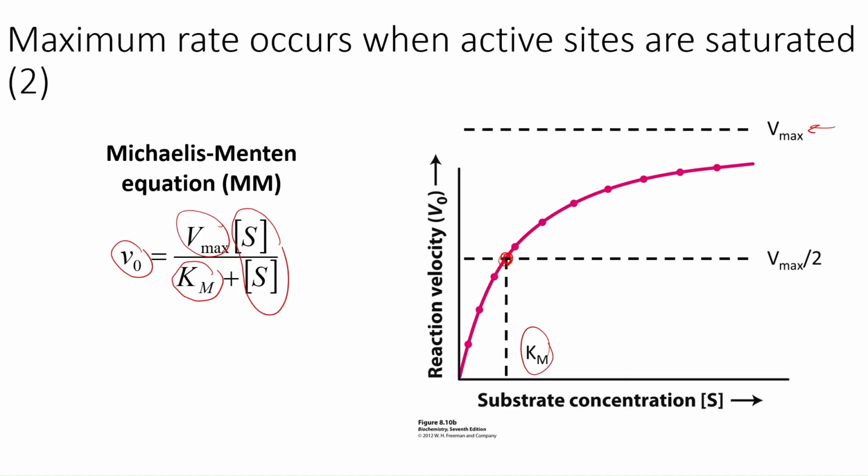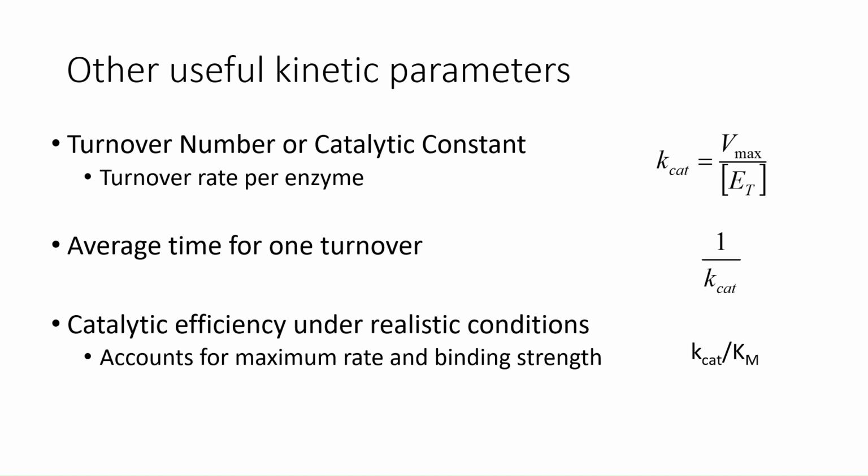So that's one really helpful kinetic parameter that can help us learn a lot about the rate of a reaction. And there are also a number of other useful kinetic parameters that we are going to be considering as we talk more about enzyme kinetics throughout this chapter. The first one of those is called the turnover number, or the catalytic constant. That's Kcat, and it's defined as the Vmax divided by the total concentration of enzyme present. This is telling us the turnover rate per enzyme, or how fast it takes for one enzyme to fully catalyze that reaction of turning substrate into product.